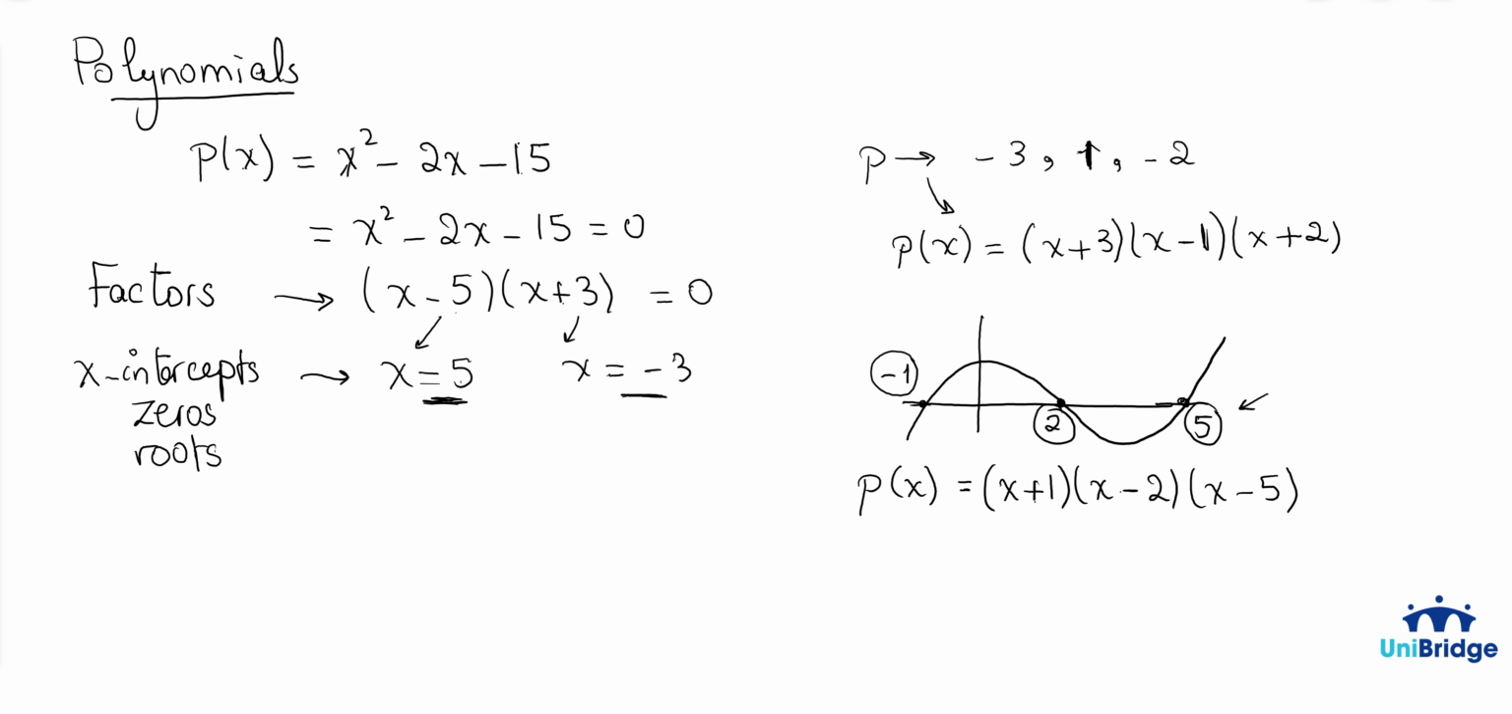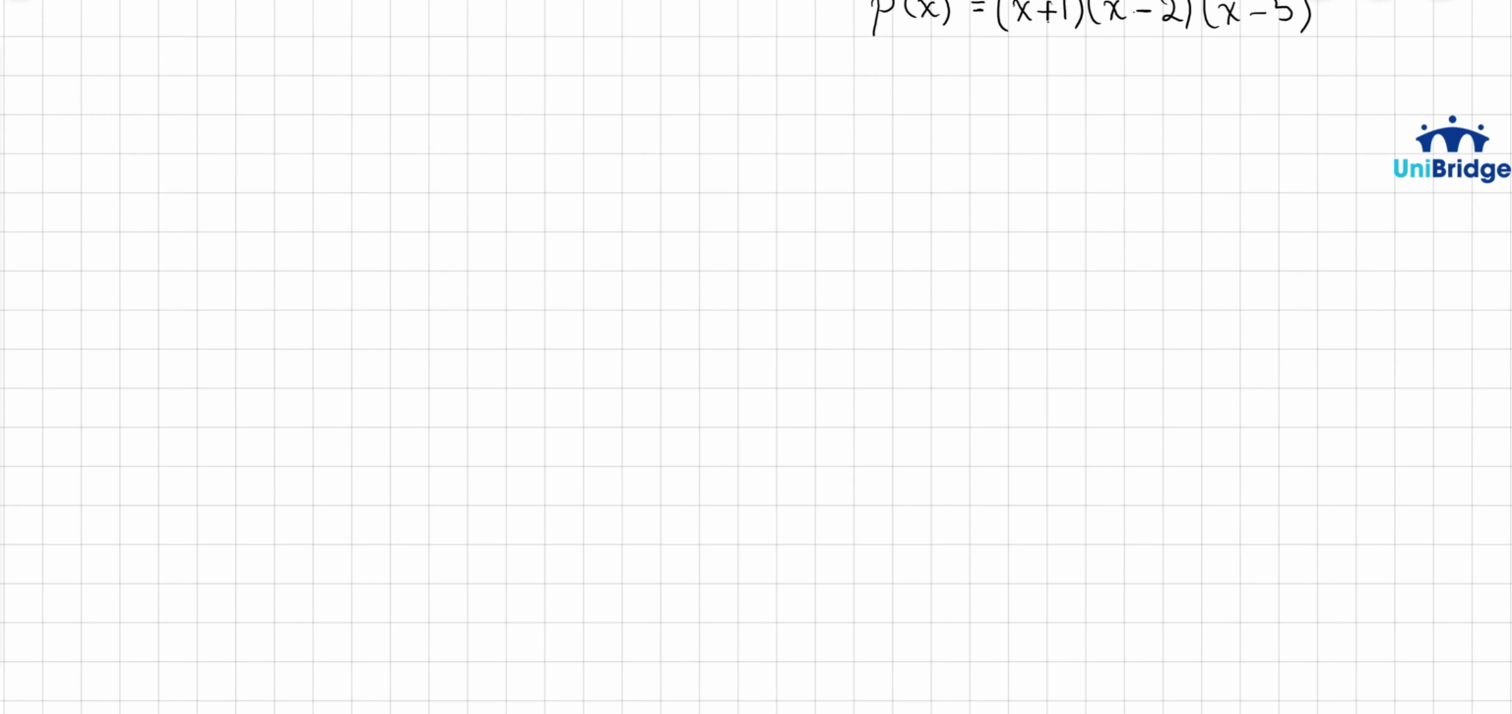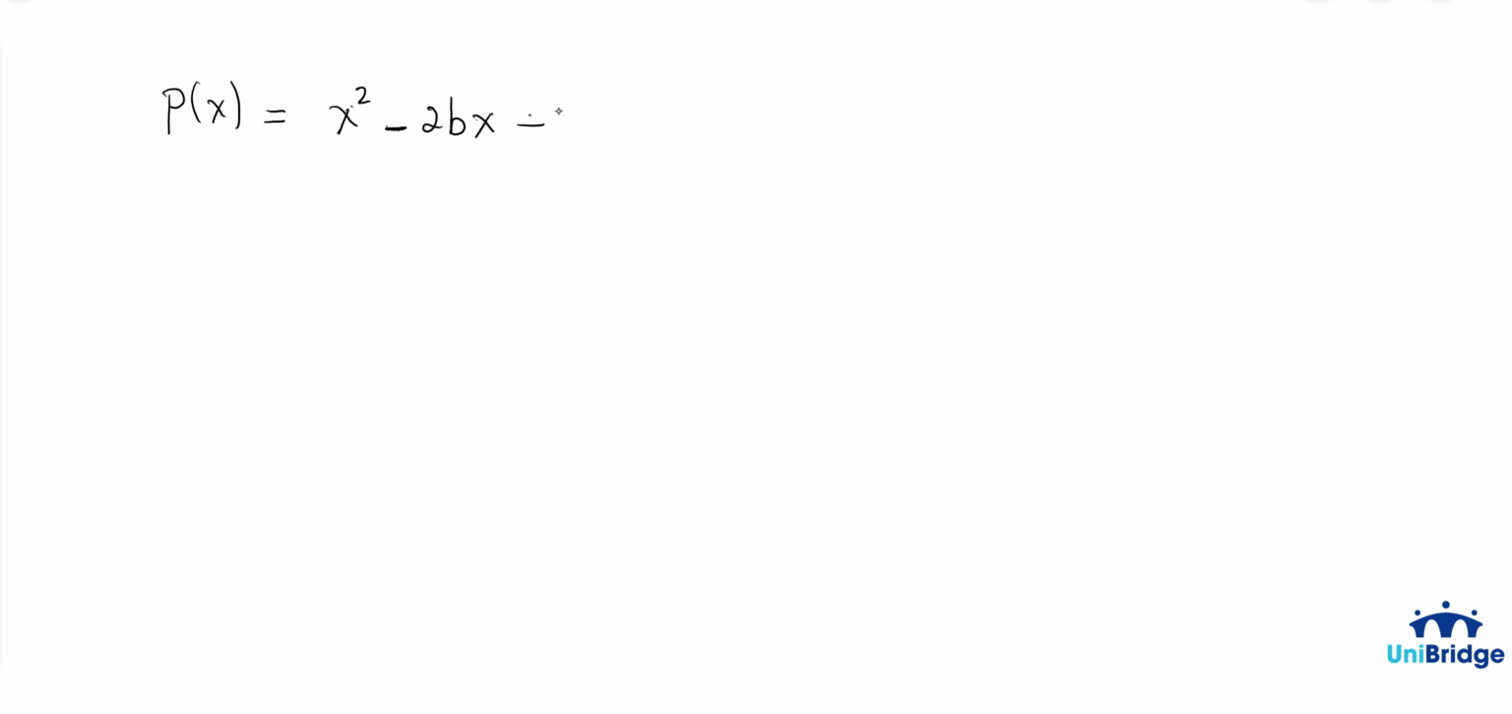One of the common questions that you might find on this is where they give you a polynomial as such. Say you have a certain polynomial that could be written as x squared minus 2bx plus, let's say, 5b. And they say that this polynomial has a factor of x plus 2. Find b. So if x plus 2 is a factor of this polynomial, what is the value of b?